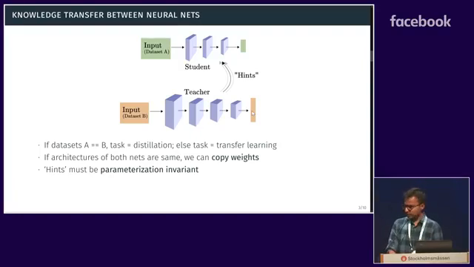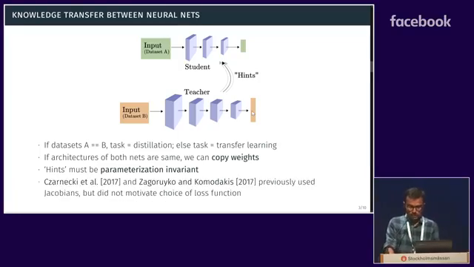Now, if the architectures of both the teacher and the student are the same, then we can simply copy the weights. It's easy to see this. For the case of distillation, it's very trivial. But for the case of transfer learning, this is something similar to fine-tuning, where we initialize the weights of the student with that of the teacher. But in the general case, where the teacher and student have different architectures, we need to use hints that are parameterization invariant. We cannot use weights because they are the parameterization, essentially.